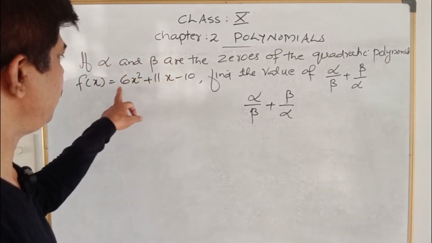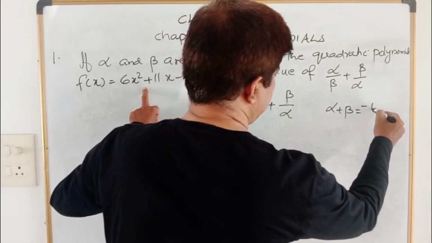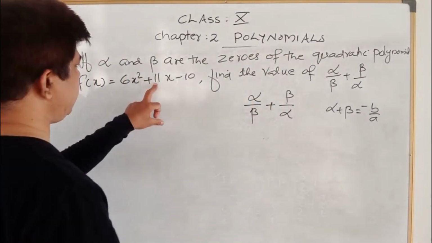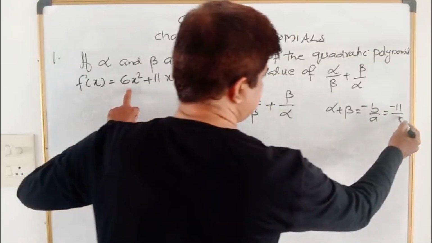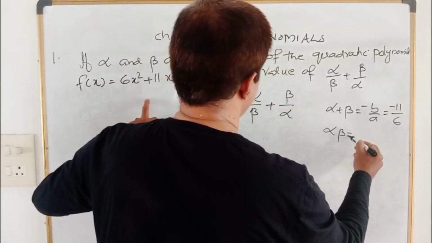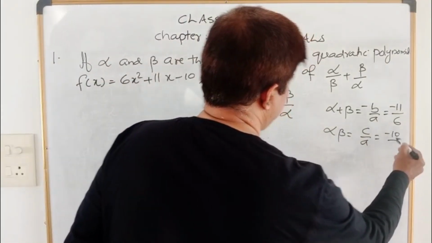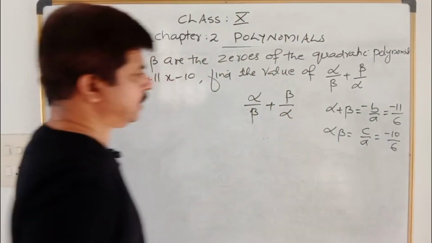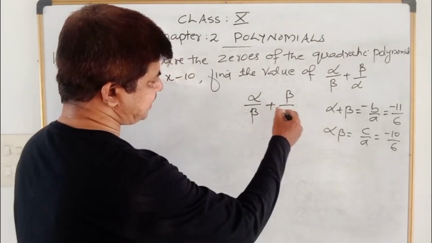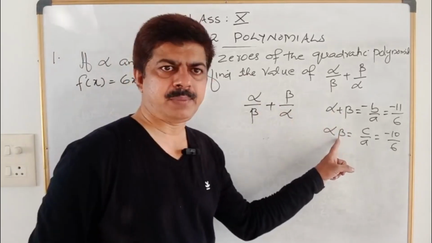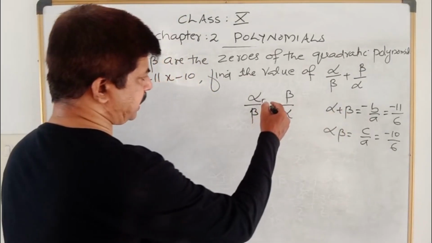Before that, from the equation, we should find the value of alpha plus beta. Negative b by a, what is negative b? Negative b is 11 by 6. Alpha beta is equal to c by a. We have c value negative 10 by 6. So we need to cross multiply and express this in terms of alpha plus beta and alpha beta.